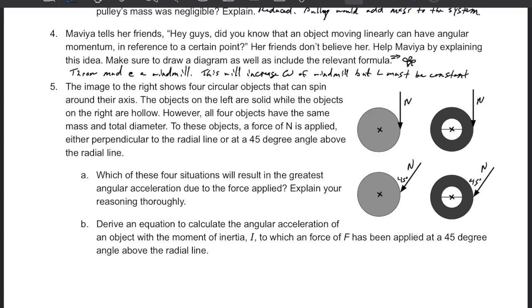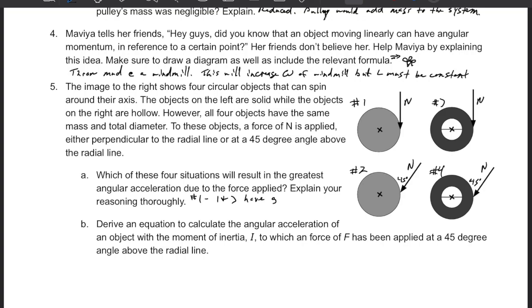The one on the top left, I'm going to call number 1. I'm going to number these so that I can differentiate between each one. Number 1 and number 3 are going to have the greatest amount of force at the same radius, and that is because torque is force times radius times the sine of the angle. Here it's sine of 90. Sine of 90 is 1. So number 1 and number 3 have the greatest force.